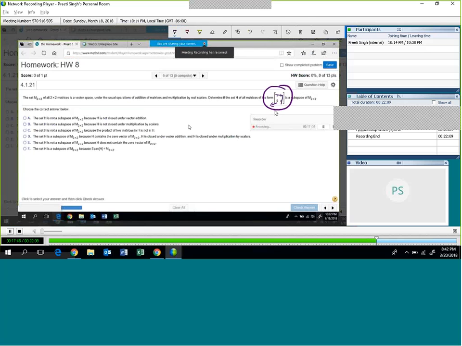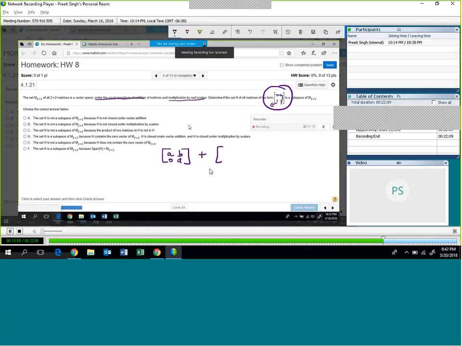The second is your scalar multiplication. If I multiply this by any scalar, the scalars come here, CA, CB, this will still be 0, and CD.